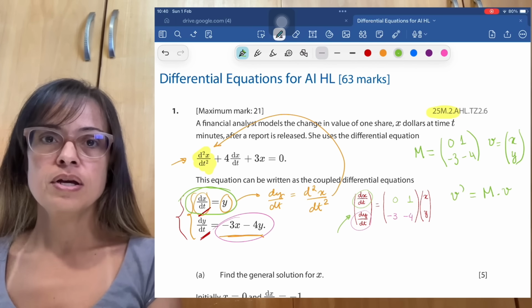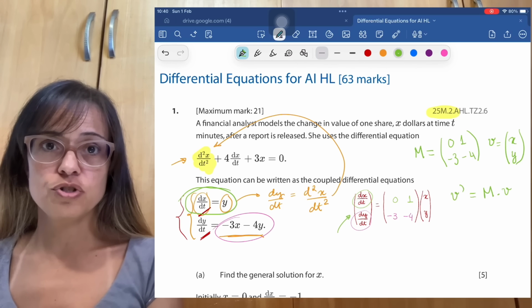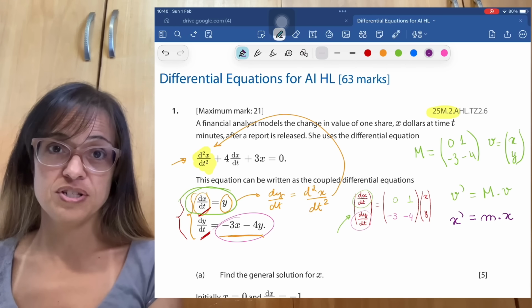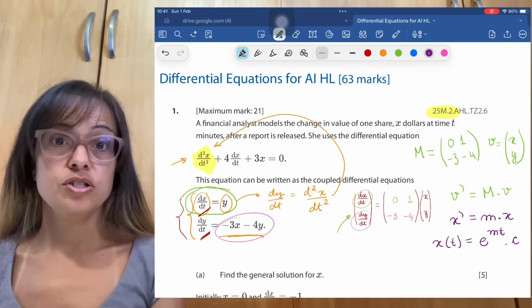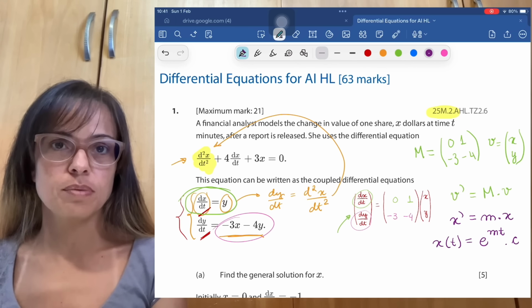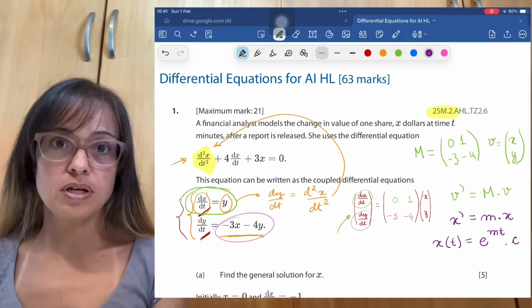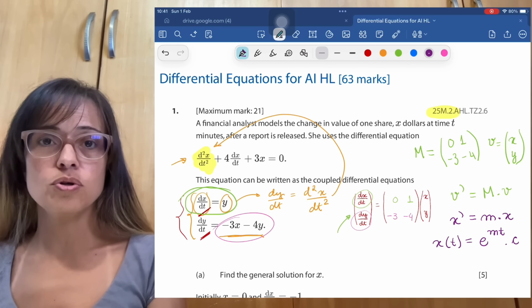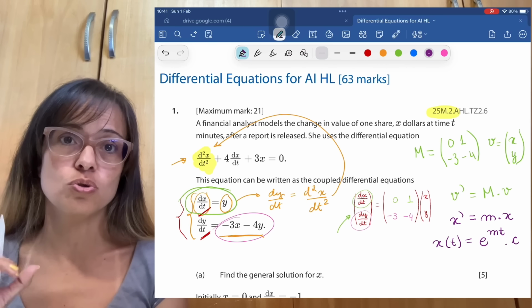v itself. If you compare that to a differential equation with just one variable, it would be this differential equation, which is very simple, and you know the answer to this differential equation. It's just an exponential function times a constant with the m from the equation in the exponent of the exponential. So this is also what you're going to expect your solutions to the system of two equations to look like.